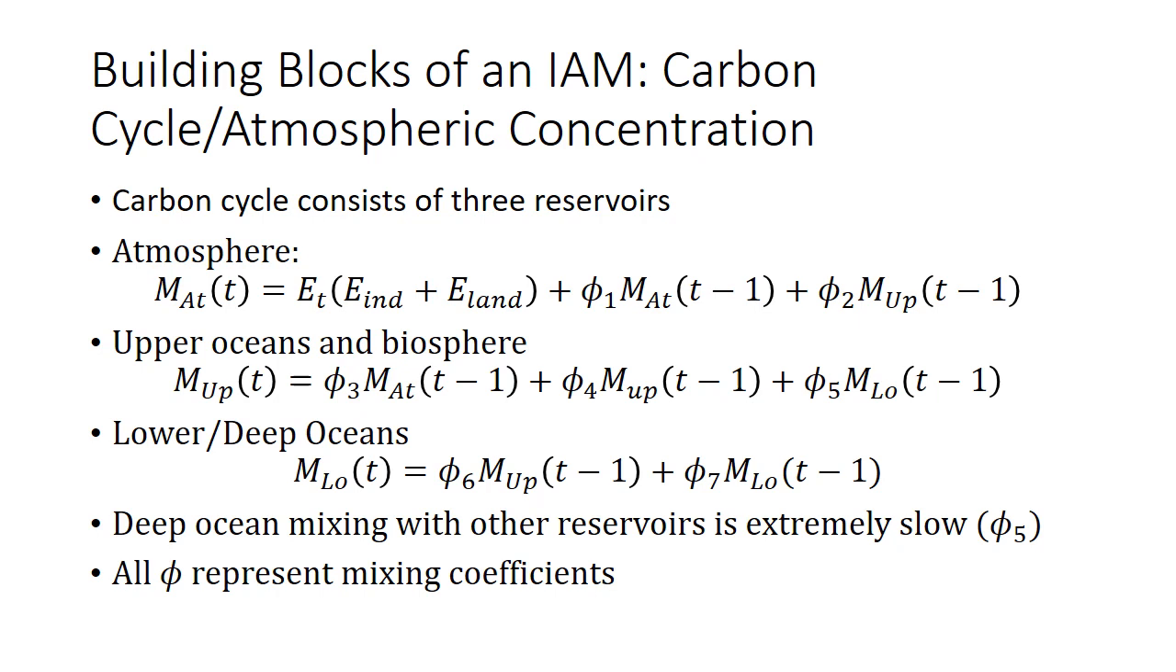Then we have lower and deep ocean concentrations, which is a function of the concentrations in the upper oceans in the previous period and the concentrations in the lower oceans in the previous period. So notice that the atmosphere does not mix with the lower oceans directly. It only mixes through the upper oceans. Deep ocean mixing with other reservoirs is extremely slow. That's the phi term. And all these phi terms represent mixing coefficients, or how carbon makes its way through our atmosphere in upper and lower oceans.